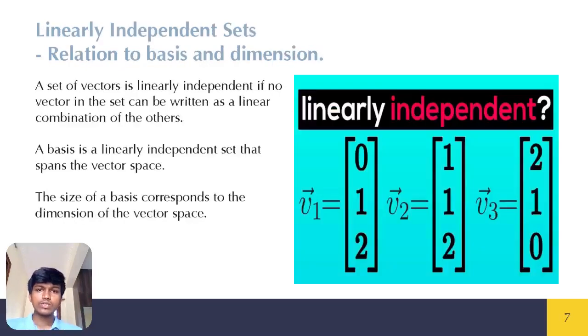Next is the relation of basis and dimension to linearly independent sets. A set of vectors is linearly independent if no vector in the set can be written as a linear combination of the others. A basis is a linearly independent set that spans the vector space. The size of the basis corresponds to the dimension of the vector space.